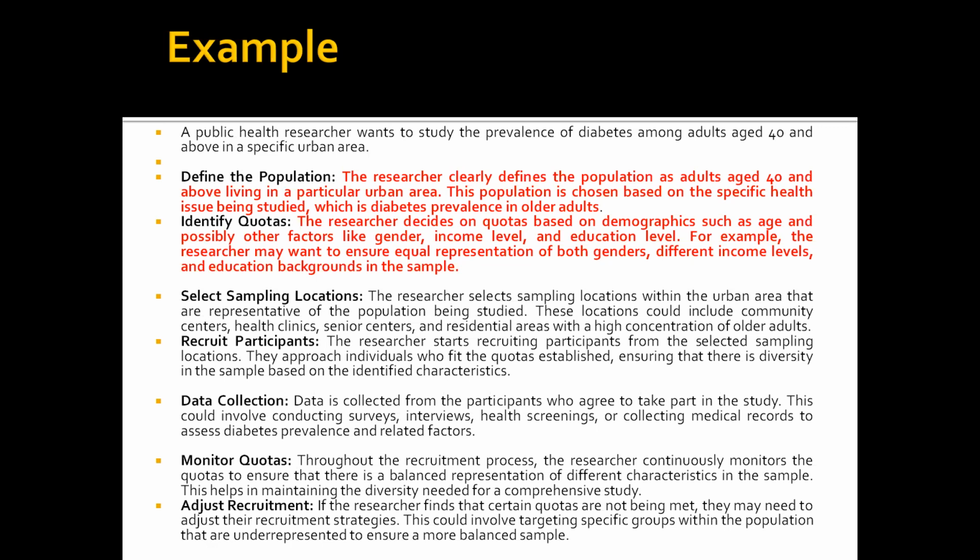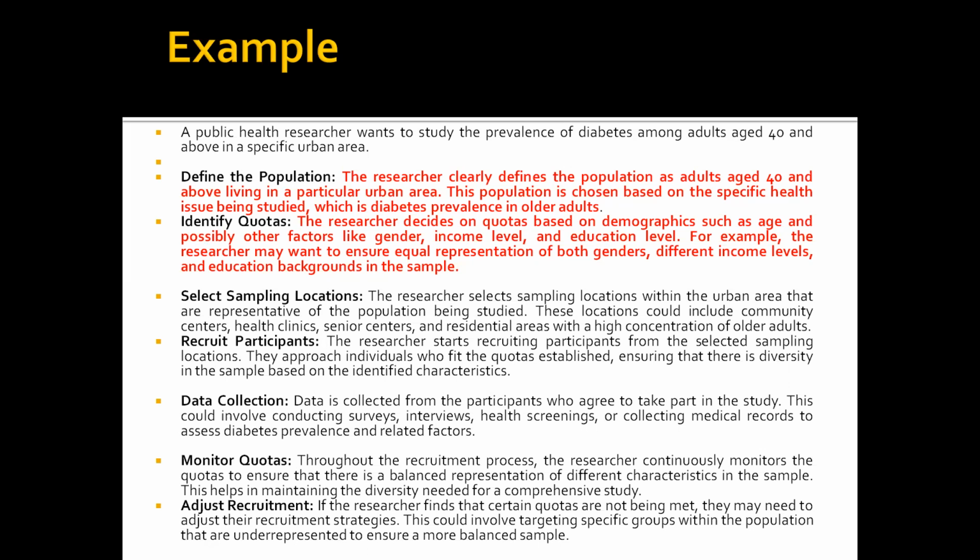Now he begins to identify the quotas. The quotas are the characteristics these persons have. So he decides them based on demographics, such as age, gender, income level, and educational level. For example, the researcher may want to ensure equal representation of both genders, female and male, different income levels, poor and rich, and educational backgrounds: primary, secondary, and tertiary. These are the quotas. So you want all of them to be equally represented in the sample the researcher is selecting.